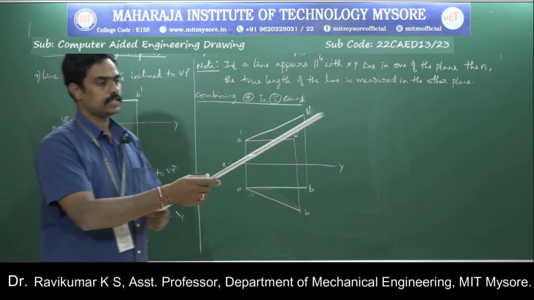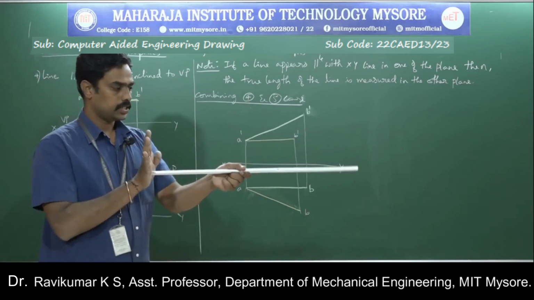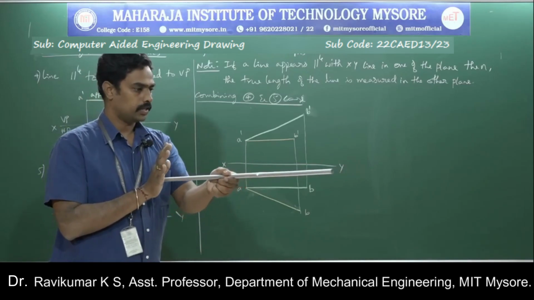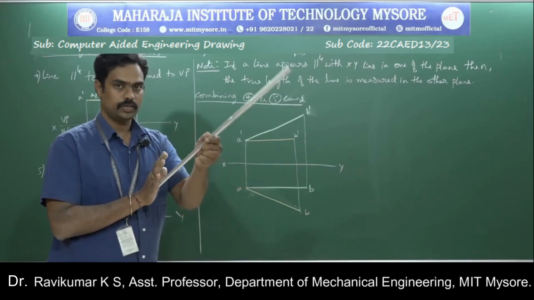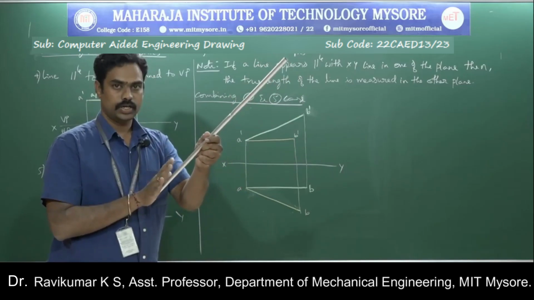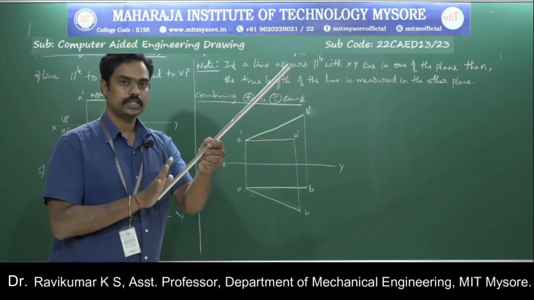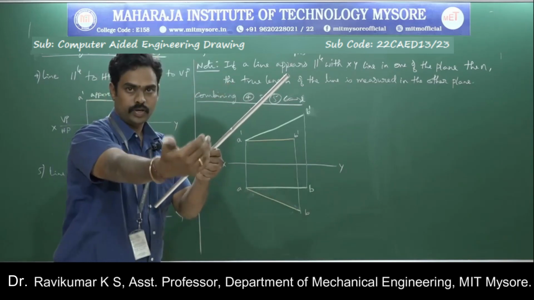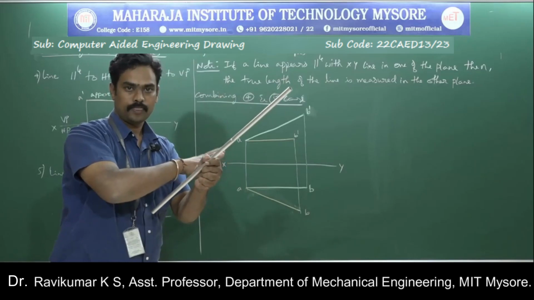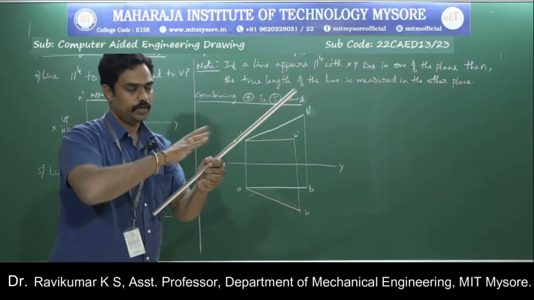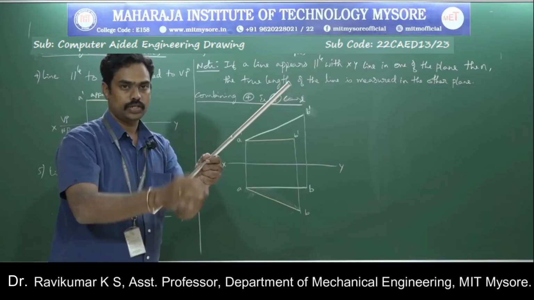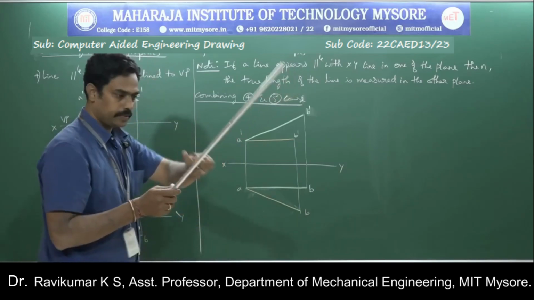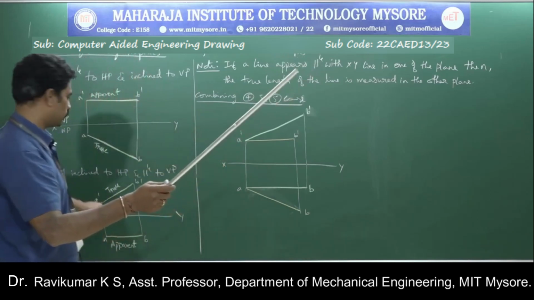So if a line is inclined to both the planes like this, in this case it is parallel to both the planes, I am giving the inclination with respect to VP. Now I will give the inclination with respect to HP. So this is inclined to both the planes. In this condition, you will not get the true length in the top view or in the front view, because it is inclined to both the planes. To get the true length, you need to reduce this condition to either this or this.